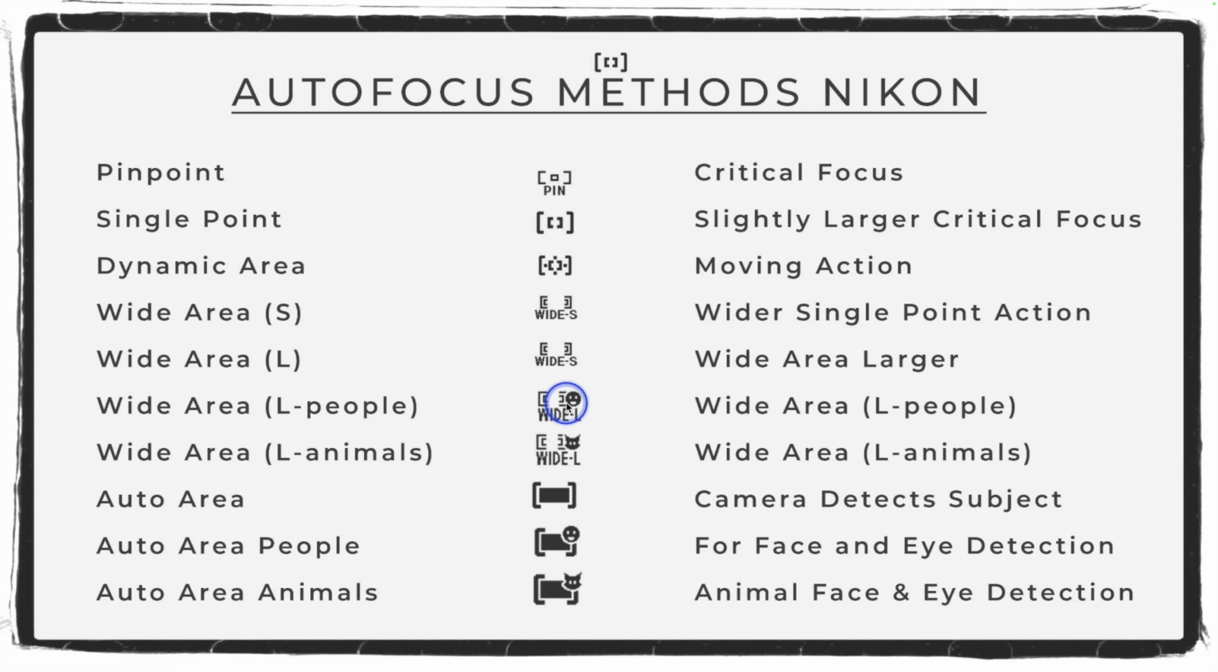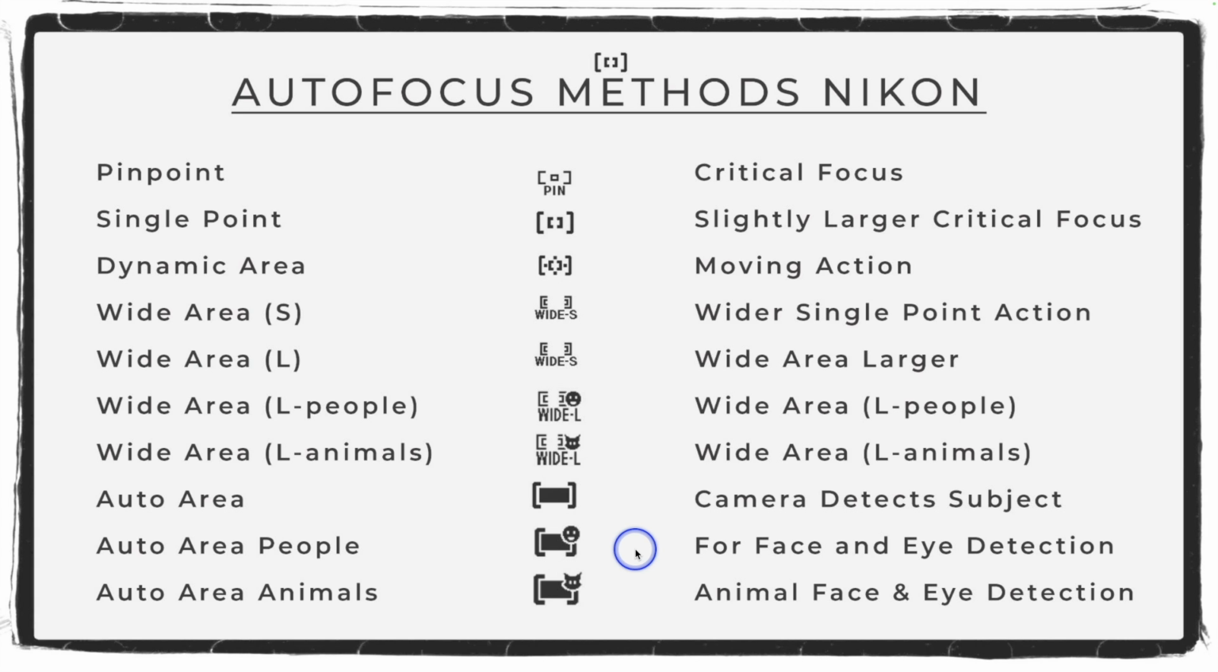And if you have 2 people in this, just like before, you can usually tap or toggle between the 2. We have wide area animals. Then we have auto area, which is basically the whole viewfinder. Then we have auto area people and auto area animals. And just like that, both of these allow for face and eye detection.